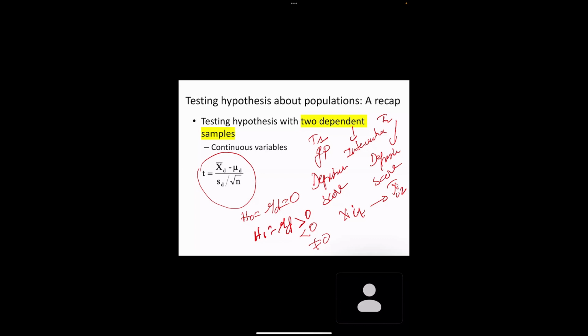H null is H null, meaning no association, no difference. Okay, no association meaning the means are the same between group 1 and group 2. It means the proportion is equal between group 1 and group 2. And if we're talking about dependent samples, it means that there is no difference between time 1, for instance, and time 2. Now the H1, how do we decide more than 0, less than 0, or different than 0? It depends on your hypothesis.